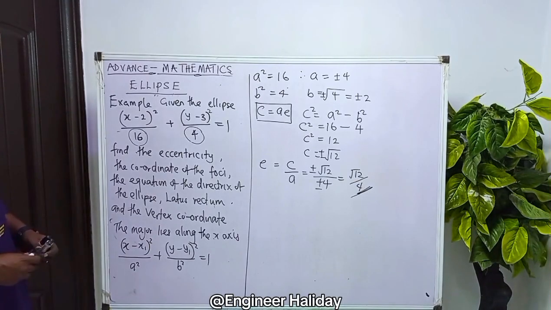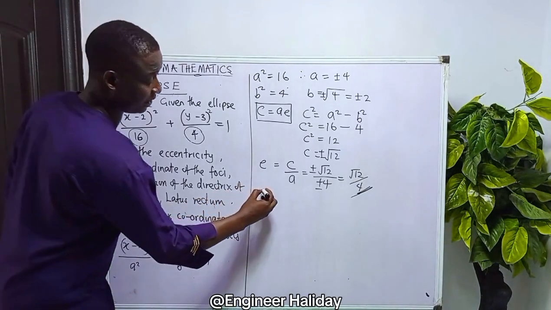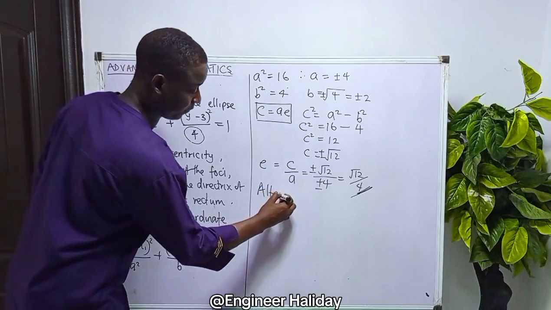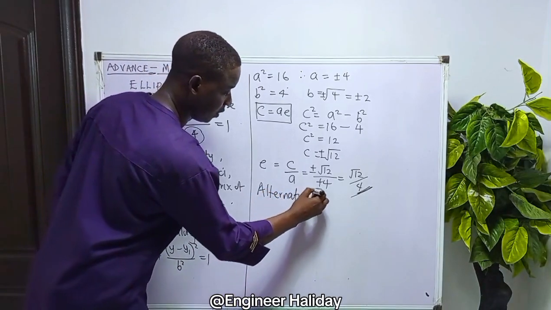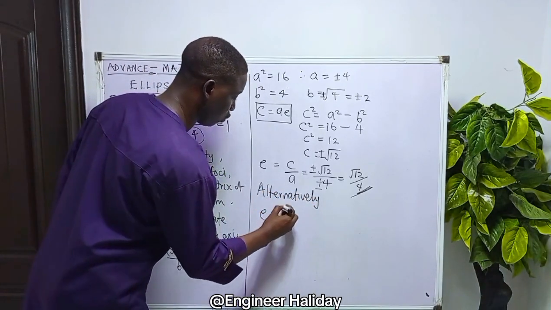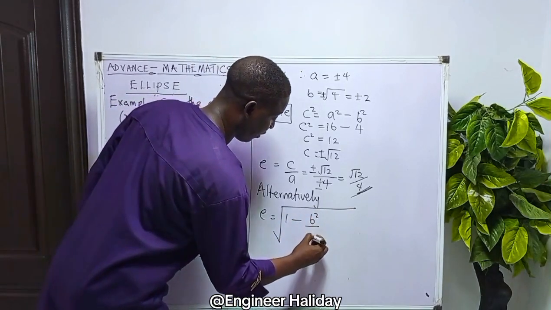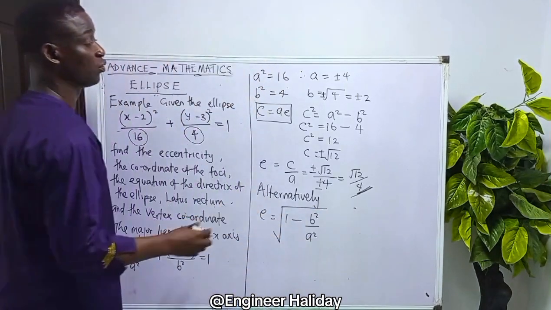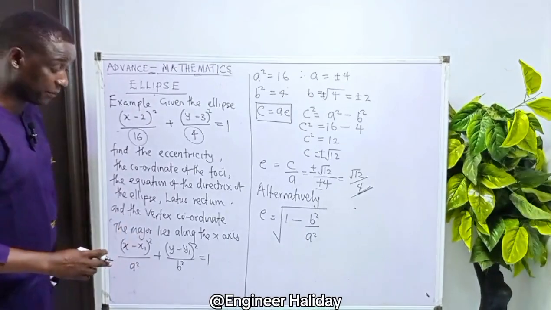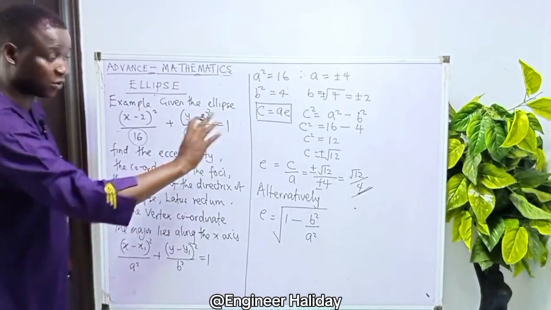Now, the next thing to do, you can also use the formula directly. Alternatively, you can use e equal to the square root of 1 minus b square over a square. You can do that one by yourself because we don't have all the time, and you will see that you get the same answer.